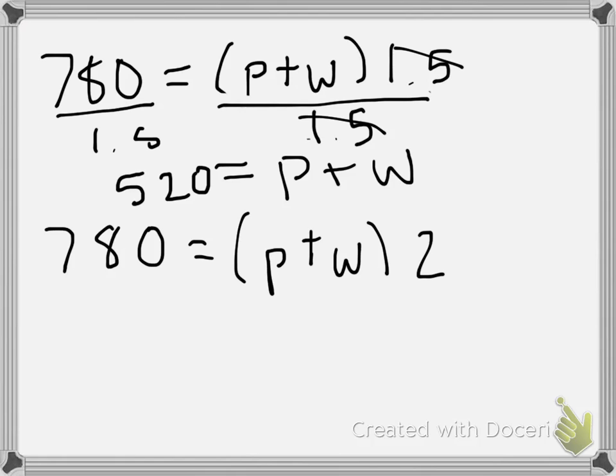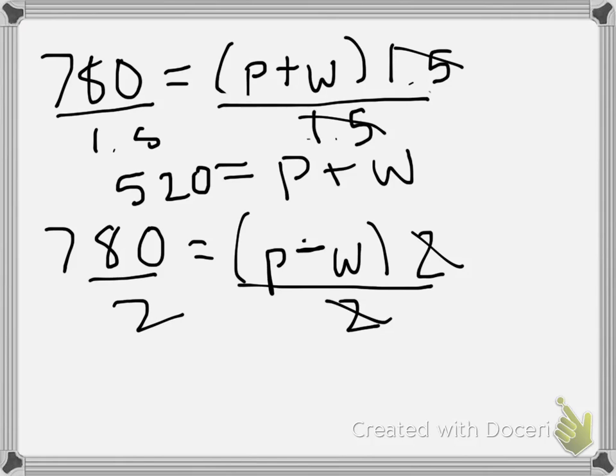Okay? And we can do the same kind of thing in the second equation. Whoops, I got a second equation. This should be a minus instead of a plus. Okay, but we can solve this similarly. We want to get rid of that 2 that's multiplied by the p minus w over there. So p minus w times 2, I'm just going to divide by 2 on both sides. Again, that'll cancel that 2 off, leave us with that p minus w by itself there. Over here, 780 divided by 2 will give me 390.